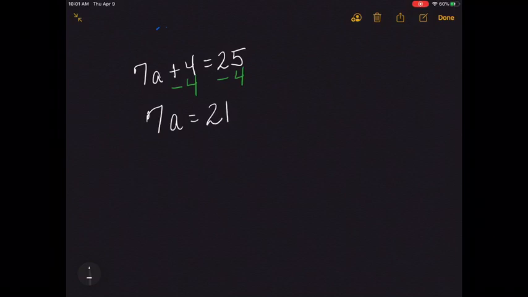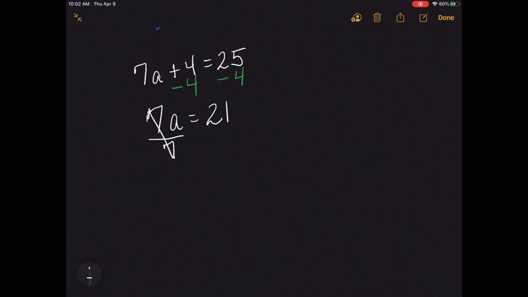7a equals 21. And you're probably thinking in your head, well, I know what a is, and I don't have to show my work because it's pretty easy. I can figure it out. Well, once again, we're trying to form habits. So the habit you want is to just be able to demonstrate exactly what you're doing. So what you're doing is dividing both sides by 7, because 7 divided by 7 is 1. So now you're just left with a on the left equaling 3.